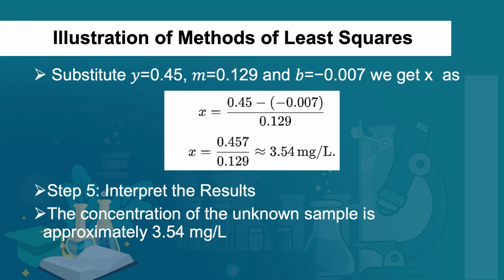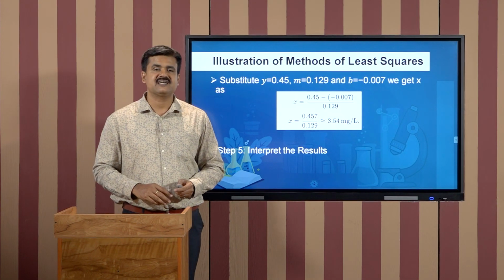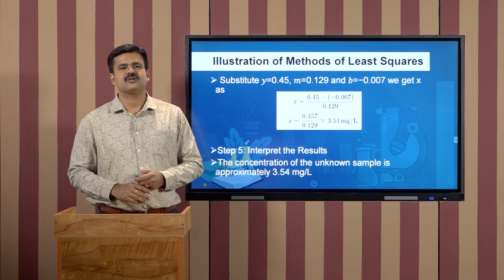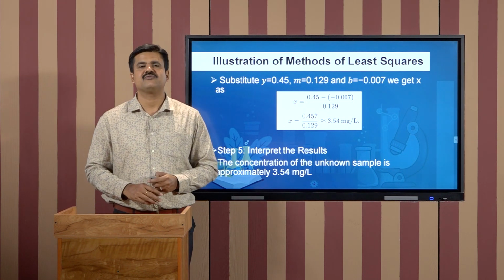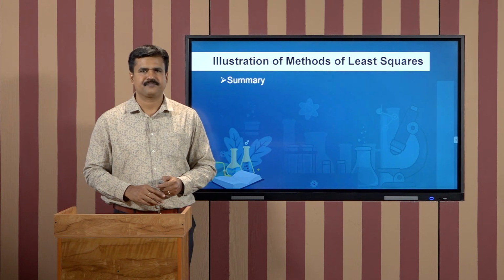Substitute these values, we will get x equal to (0.45 minus 0.007) divided by 0.129, and the concentration obtained is 3.54 milligram per liter. Now, interpretation of the result is the last step. The concentration of the unknown sample is approximately 3.54 milligram per liter.